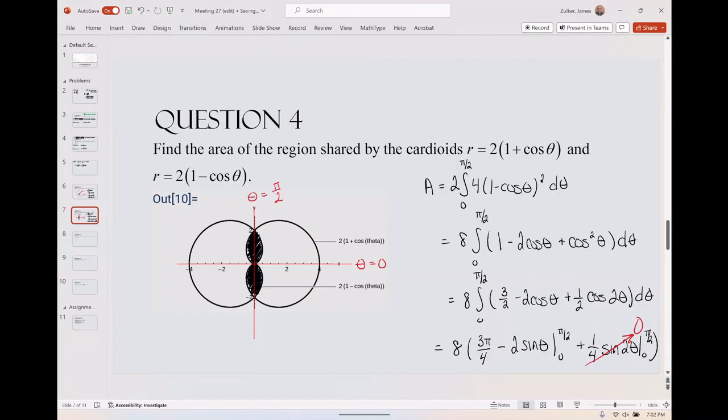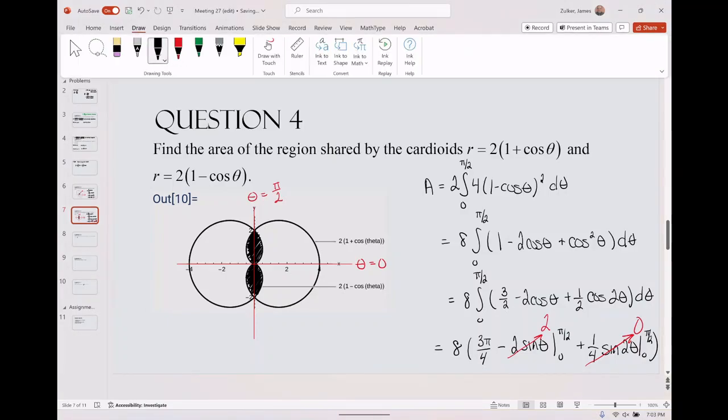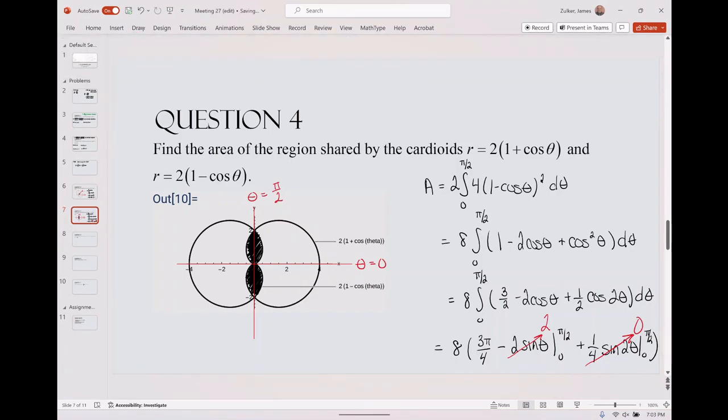Sine of pi over 2 is 1, sine of 0 is 0. That becomes 2 times 1. Distribute the 8 through. Area is 6 pi minus 16.